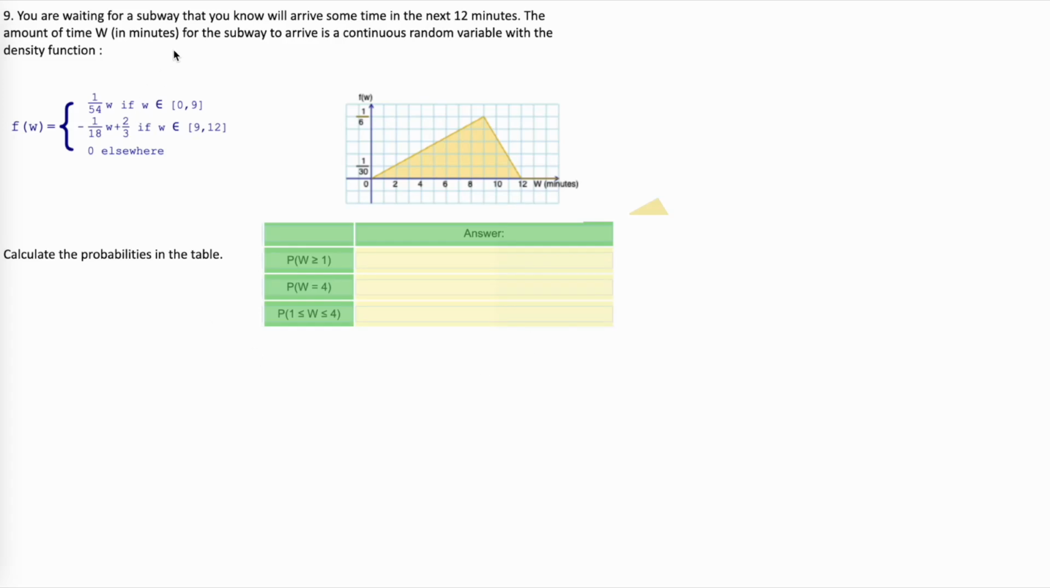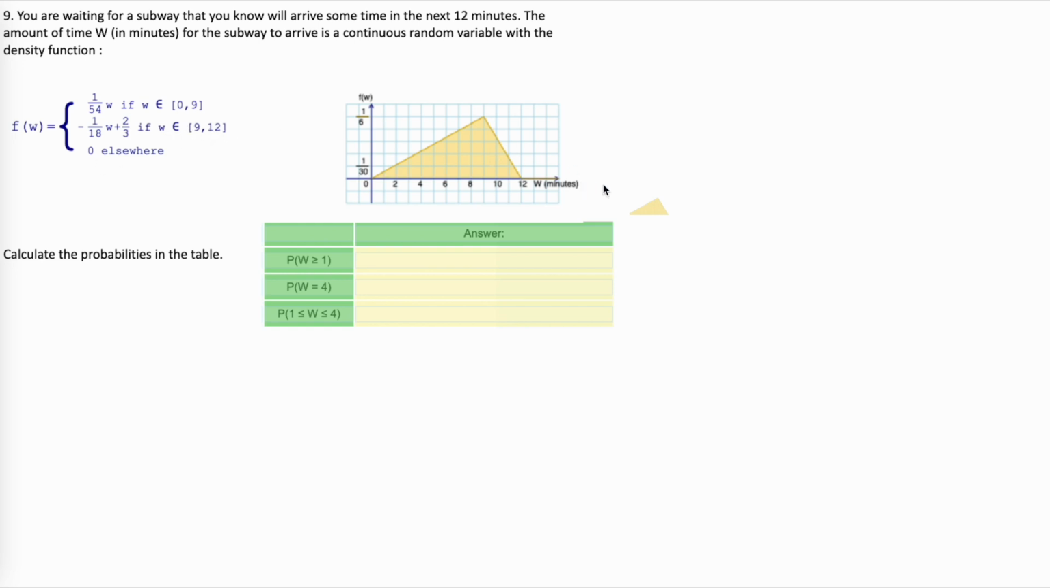Question number 9. You're waiting for a subway that you know will arrive sometime in the next 12 minutes. The amount of time, W, in minutes for the subway to arrive is a continuous random variable with the density function f(W) = (1/54)W if W is a member of [0, 9], or -(1/18)W + 2/3, that's here, if W is a member of [9, 12], and 0 everywhere else.